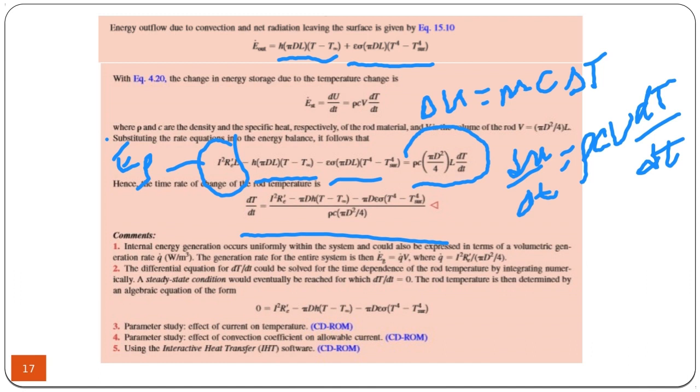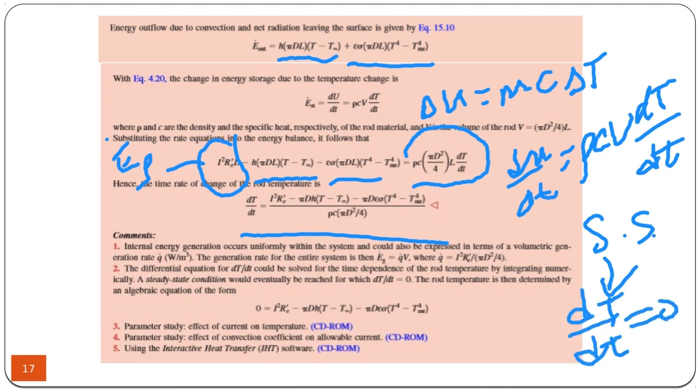What happens at the steady state? At the steady state, the temperature does not change anymore. So the left-hand side will be 0. When it's 0, you can solve it by iteration, right? Because here T is the unknown one. So you can solve it more easily than the upper one. But even then, it's not so easy to find it by hand.